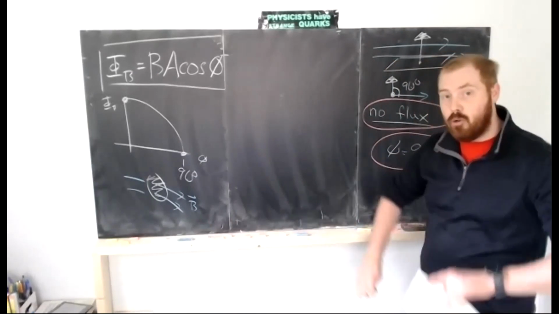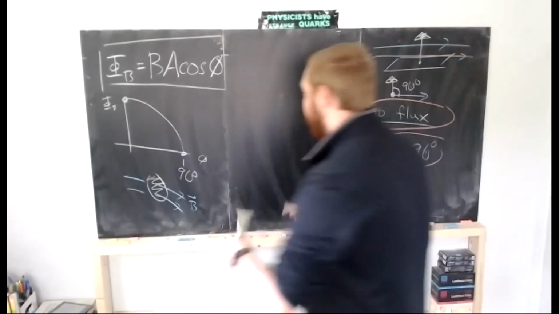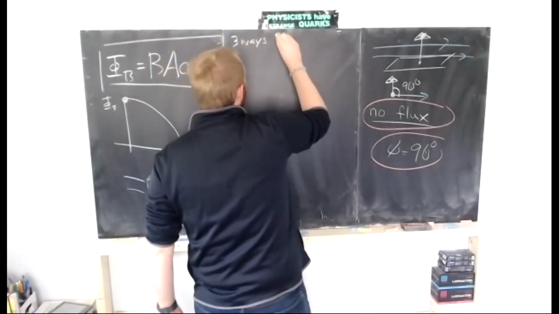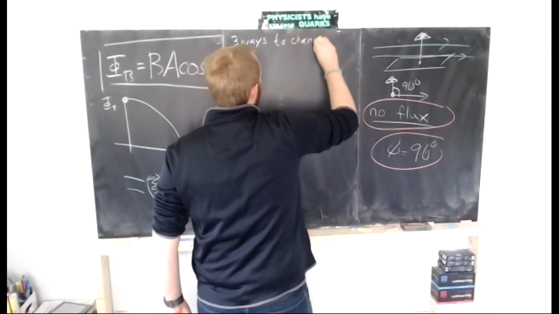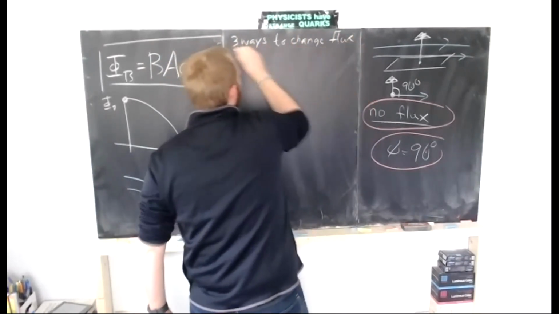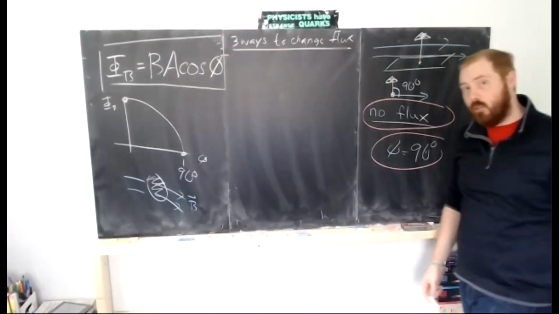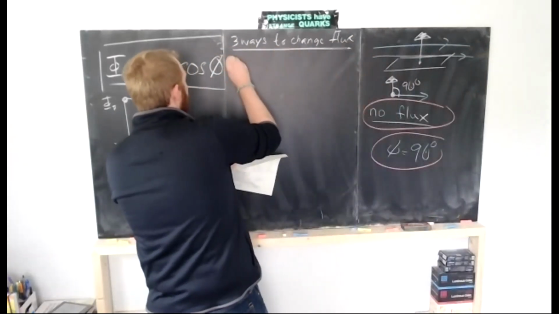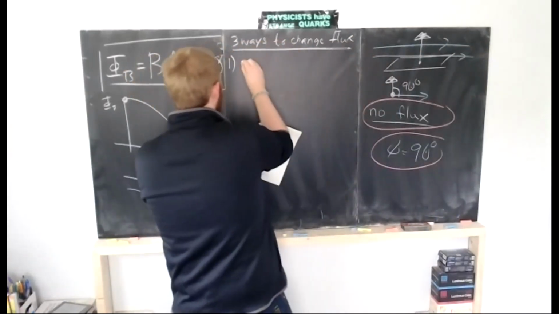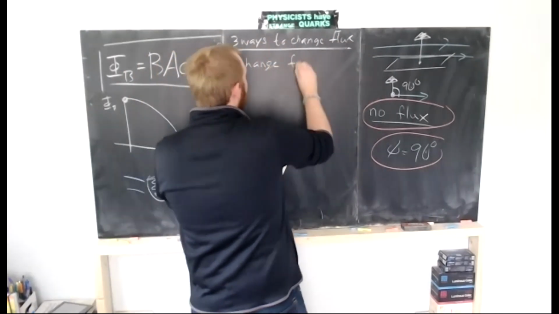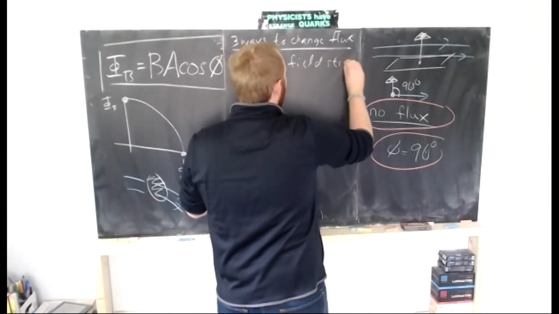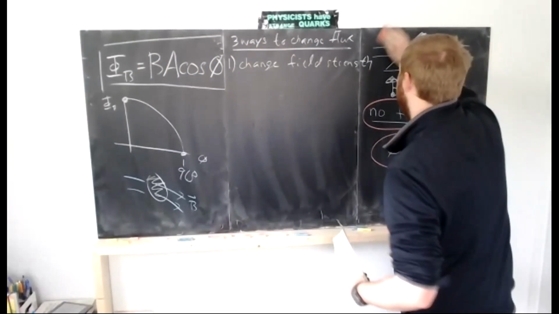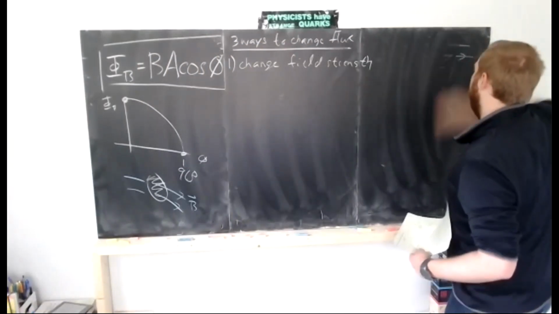Now, what can I do to change the flux? I say there are 3 ways to change flux, and this is going to be absolutely crucial for us when we start talking about induction. So, method number 1: change field strength. Change how strong the magnetic fields are going through that thing.